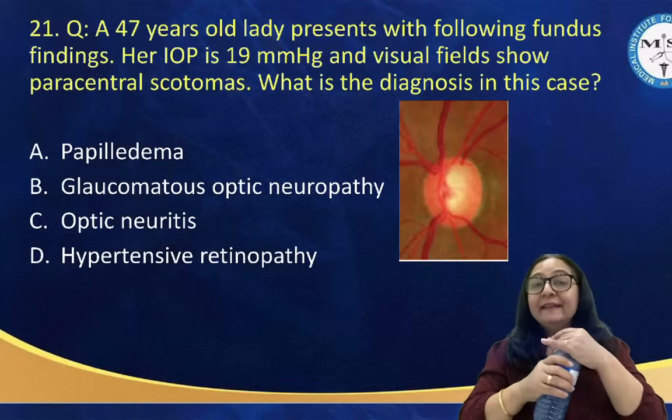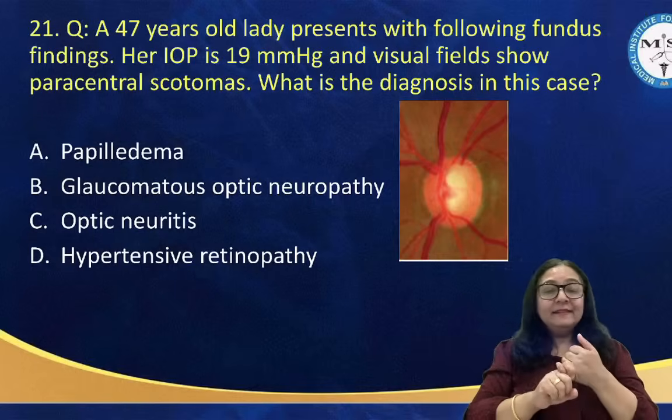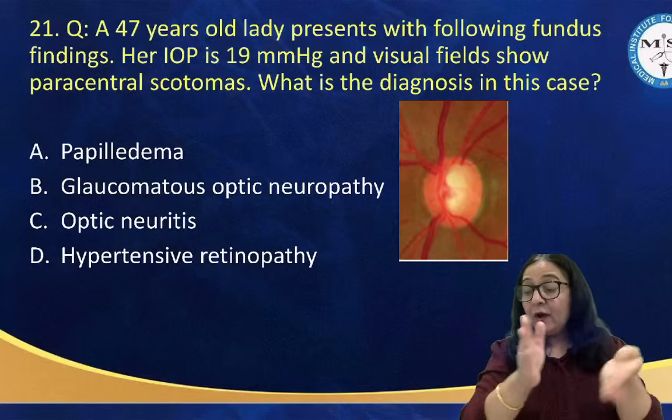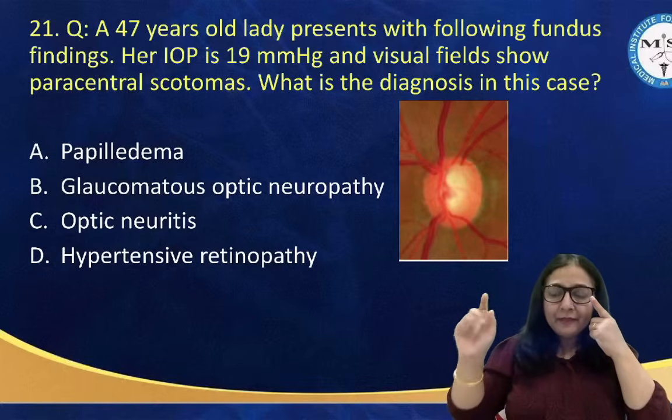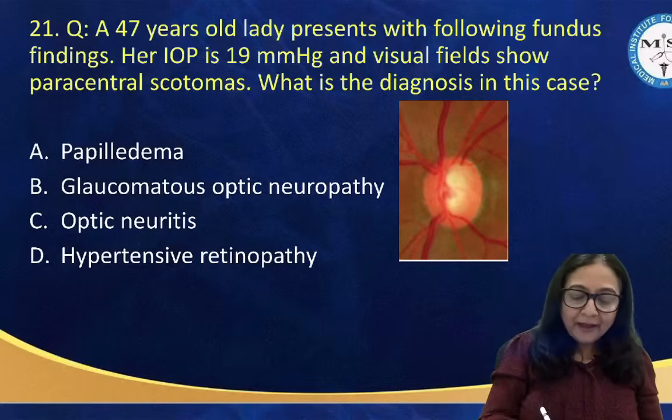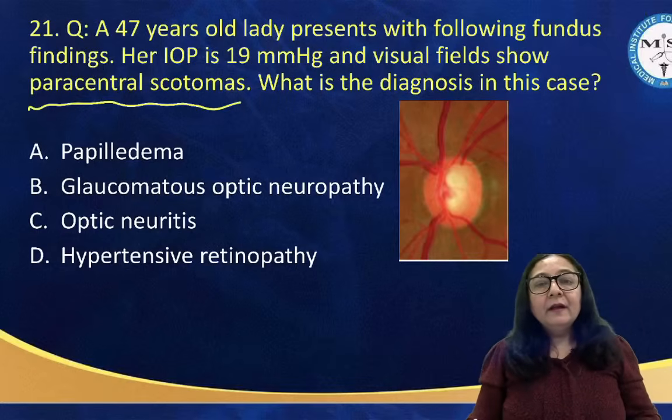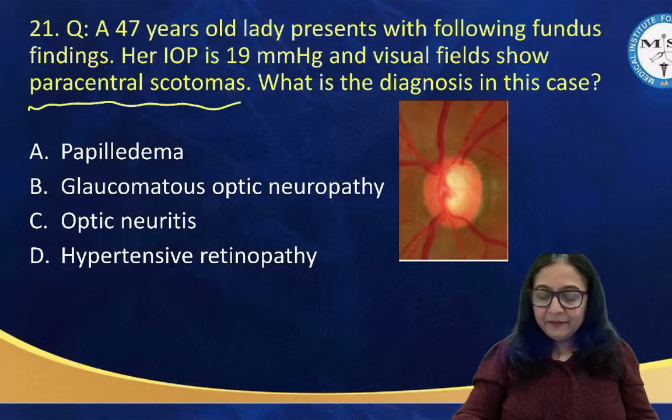So what are your findings? Pressure is 19 millimeter of mercury. What is the normal range of the pressure? 10 to 21. So pressure is normal. Visual fields, they show paracentral scotomas. And this is the fundus image which is shown to you.